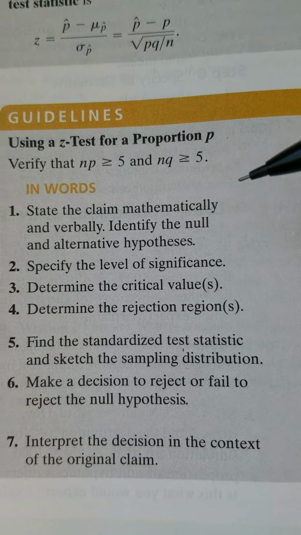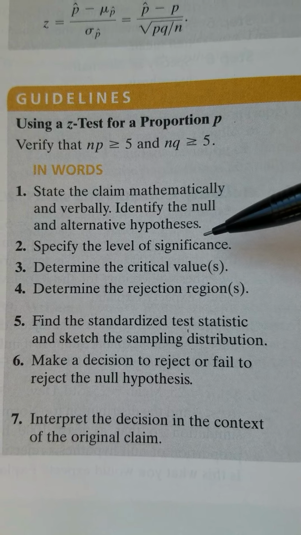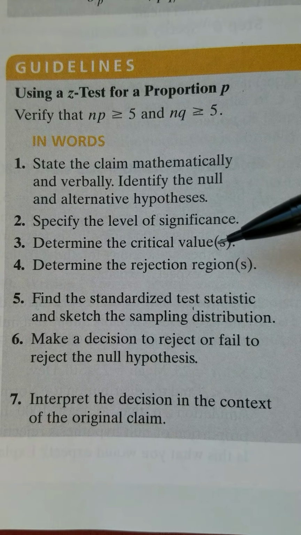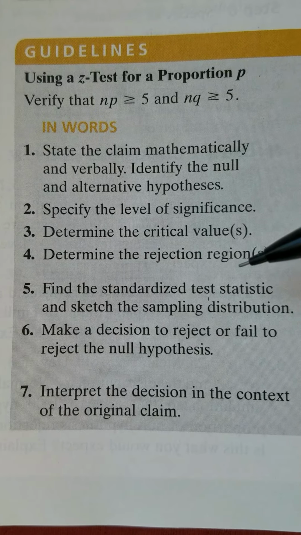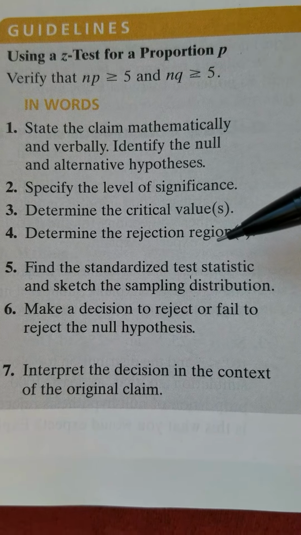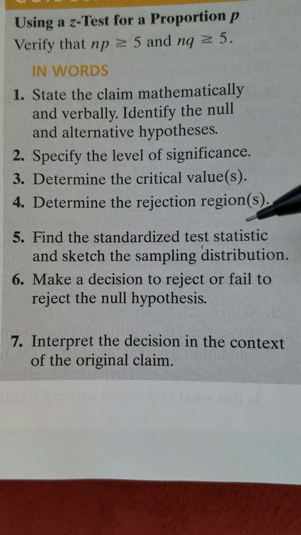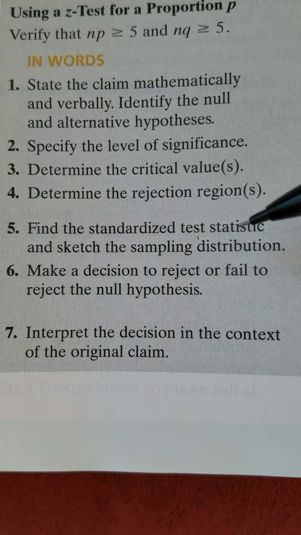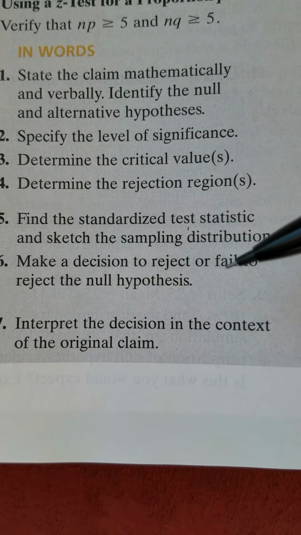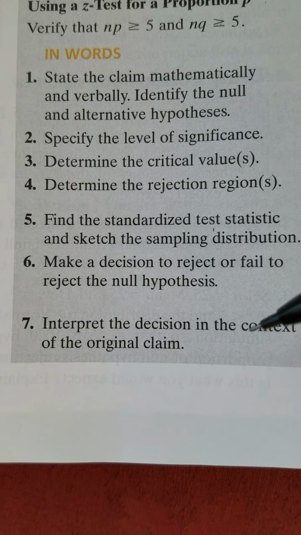Now the steps are going to be the same. Do your statements, what's alpha, determine your critical value, that's inverse norm. Then your rejection region: is it on the left, is it on the right, is it on both ends? Two-tail. Find the standardized test statistic, that's using your calc. Then you make your decision whether to reject or not reject the null hypothesis, and then interpret the decision.